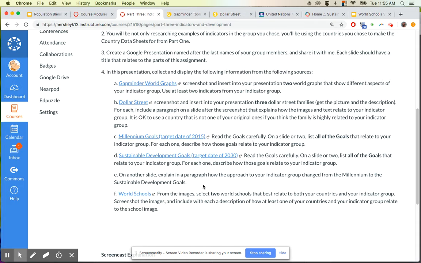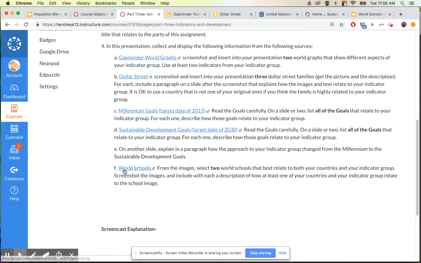So E, on another slide, explain in a paragraph how the approach to your indicator group changed from the Millennium Goals to the Sustainable Development Goals. So what was this change from one to the other? Finally, in your presentation, you're going to need the World Schools presentation. From the images, select 2 world schools that best relate to your countries and your indicator group. Screenshot the images and include with each description at least one of your countries and your indicator group, how they relate to the school image.